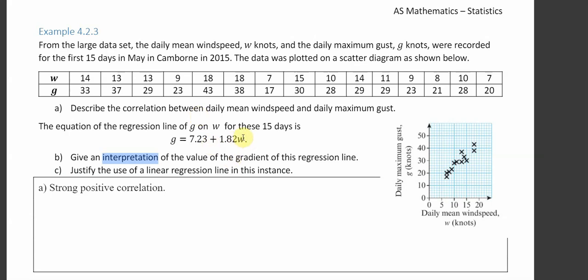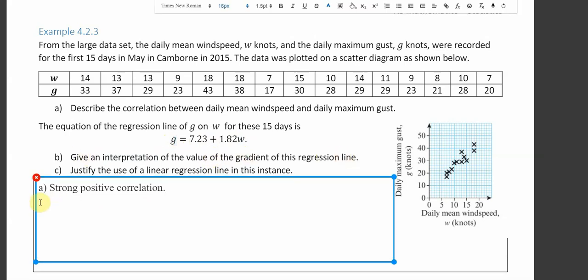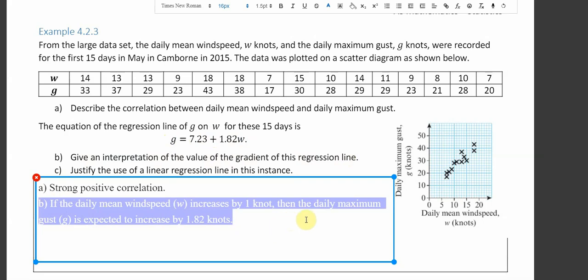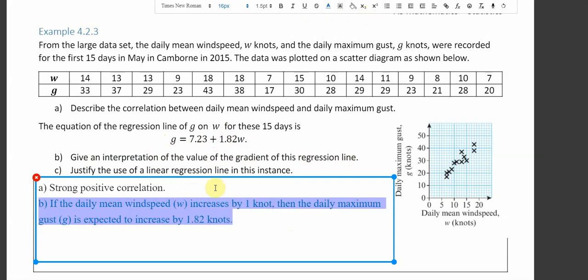So first of all, not in context. If W increases by 1, then G will increase by 1.82. Now put that into context. Even though the question didn't say in context, it always has to be in context. So for part B, if the daily mean wind speed increases by 1 knot, then the daily maximum gust is expected to increase by 1.82 knots.